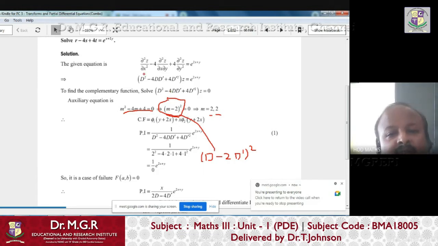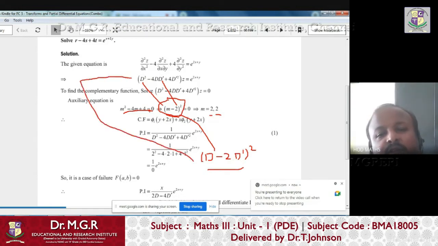Why? Because when you start the problem and write the auxiliary equation, you put d equals m and d dash equals 1. So after writing in terms of the factor, you have to turn back into the d form. In place of m you can substitute d, and this is 2 into 1, a constant, so you can put d dash. If you expand this, you will get the original function.